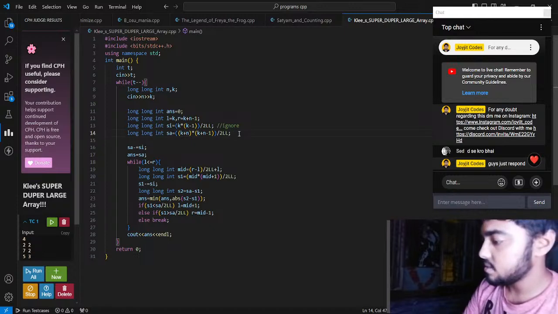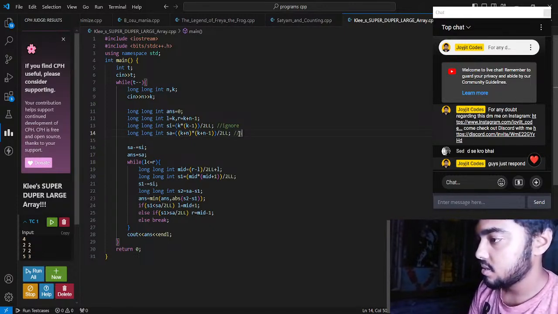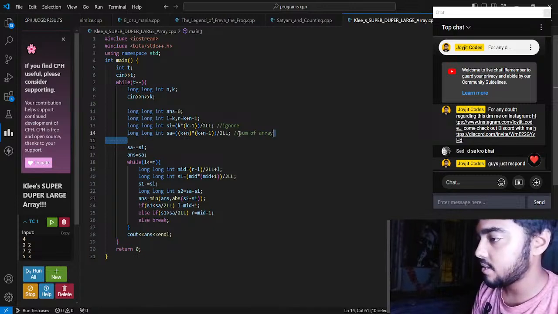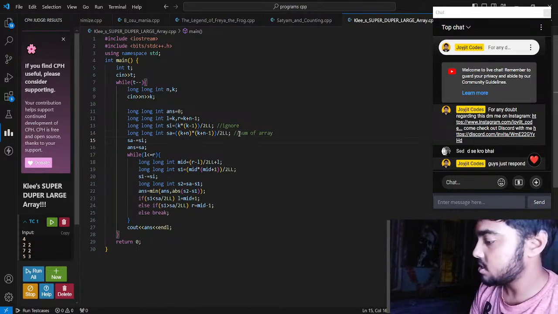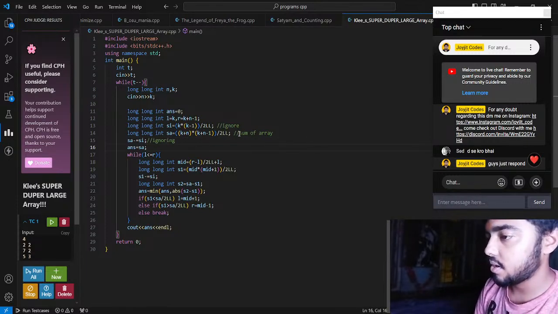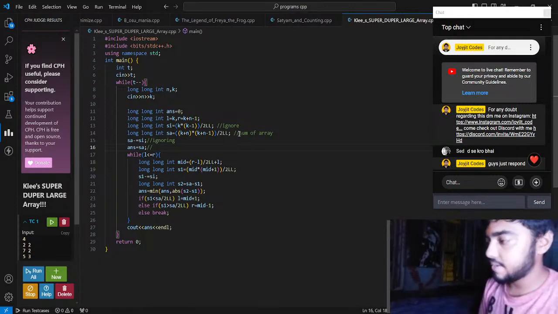So that is the sum of array. Now obviously this is not the sum of array because we have to ignore that thing from the sum of array. So we are just ignoring. And we know one thing, that the maximum value of answer can be if we put the position at the end, that will be the maximum value. It can't be more than that.